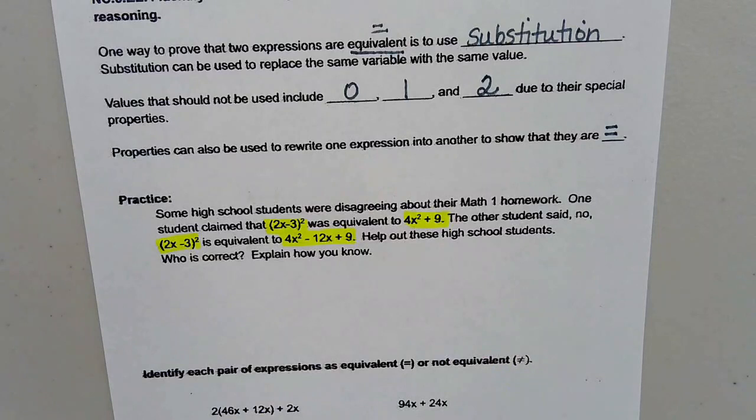And we are going to see by using substitution, let's say that x is 4. We're going to substitute all the x's with a 4 and see which of these, if any of them, are the same. So we're going to say that x is the same for all of them, and it's going to equal 4. So we're going to rewrite this with substitution: 2 times 4 minus 3 squared. This one is going to be 4 times 4 squared plus 9. And then we're going to do 4 times 4 squared minus 12 times 4 plus 9.